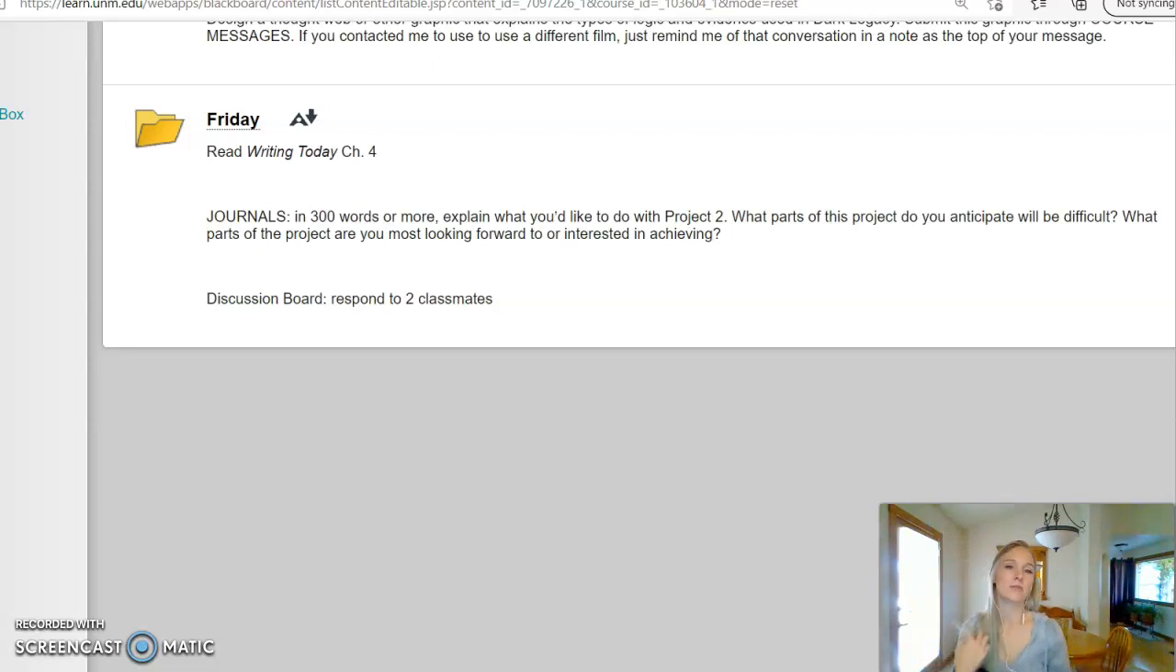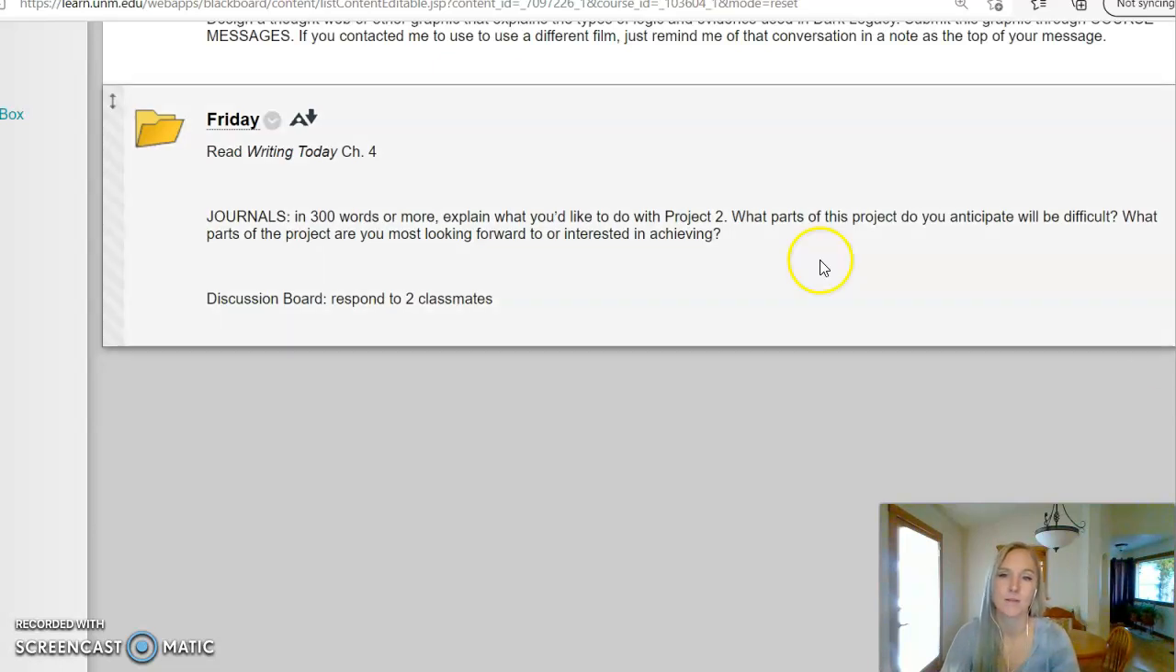In your journal entry, try to think about what parts of this project you anticipate might be difficult, what things you're looking forward to, and what is interesting you and daunting you about the project. And the same day, you'll also need to go back and respond to classmates.